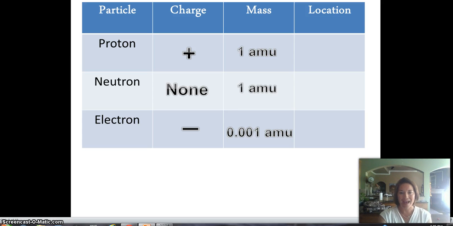When you look at a model of an atom, one of the misconceptions is that the protons, the neutrons, and the electrons are all the same size and that they all contribute to the atom's mass.